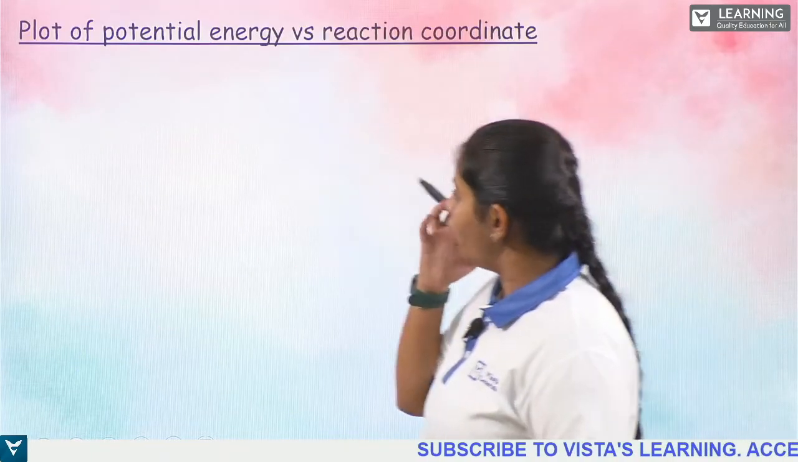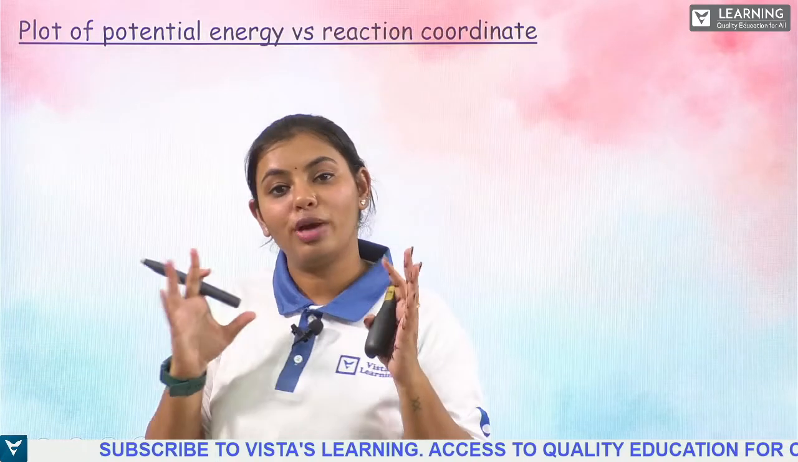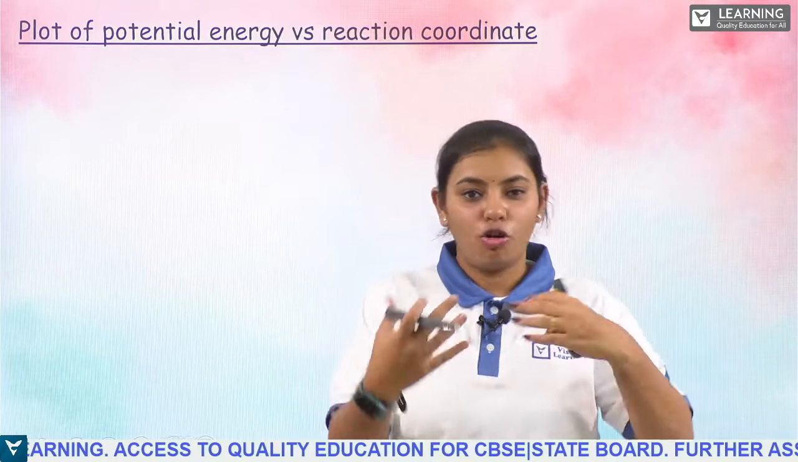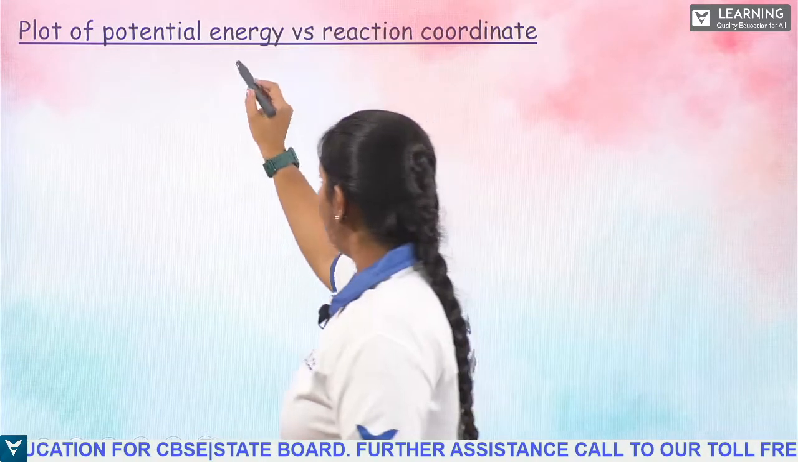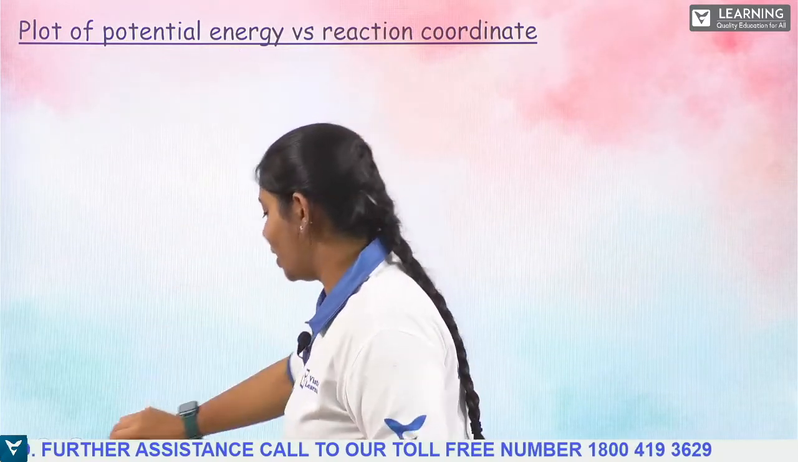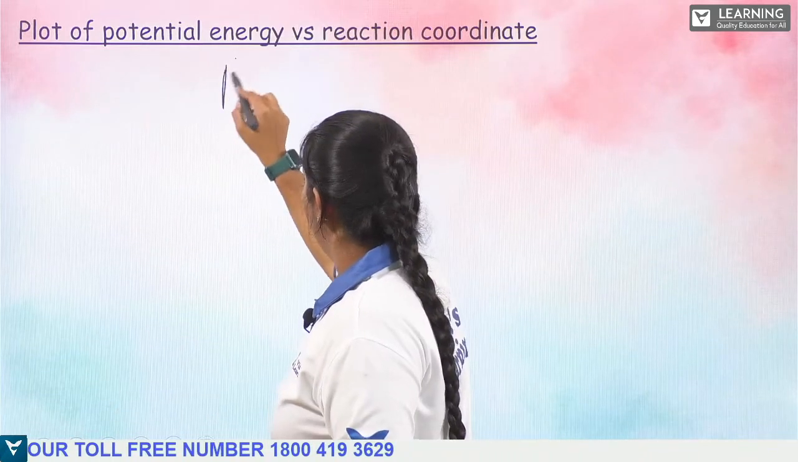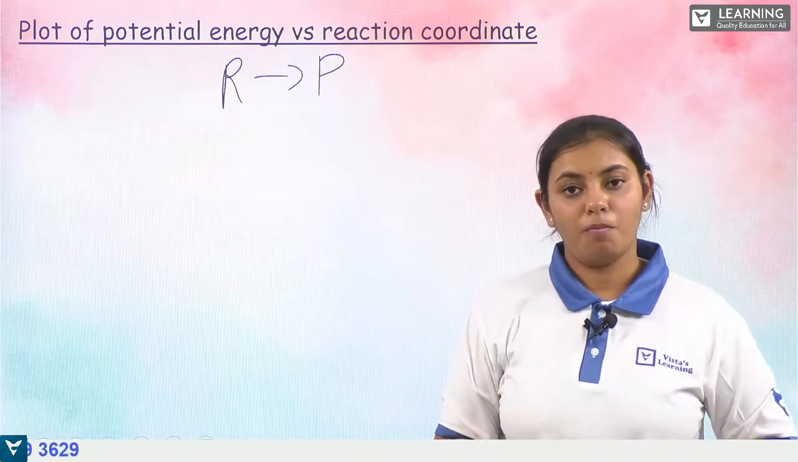Now, the plot of potential energy versus reaction coordinate. As I told you, right now I'm going to explain with respect to chemistry. Before that, I just told you with a random example. Now we'll see it in terms of chemistry. Now, a reactant is going to give a product. That's basically what a reaction is, right? The reactant is giving the product.